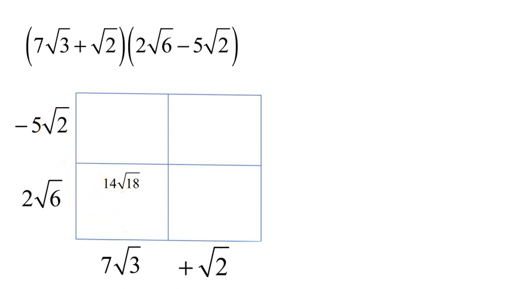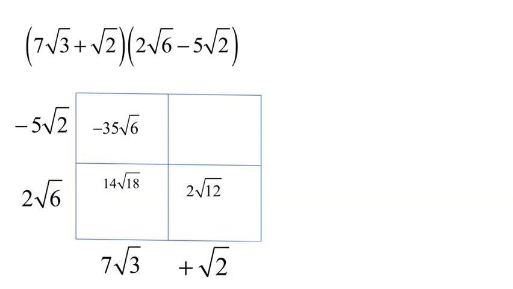Next, we're going to multiply negative 5 root 2 times 7 root 3. 7 times negative 5 is negative 35. Root 3 times root 2 is root 6. So I get negative 35 root 6. Next up, I have root 2 times 2 root 6. So 2 root 6 times root 2 would be 2 root 12.